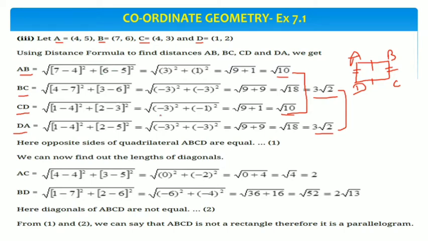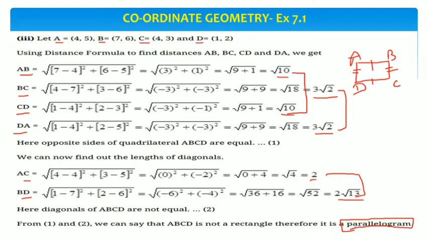Now let me check for the diagonals. So diagonals are AC and BD. So length of AC is coming 2 and length of BD by distance formula is coming 2 root 13. Now we are watching that diagonals are unequal. So when such type of condition is there, that in a quadrilateral opposite sides are equal but diagonals are not equal, then that particular quadrilateral is an example of parallelogram. So we can say this figure is a parallelogram because opposite sides are equal but diagonals are not equal.